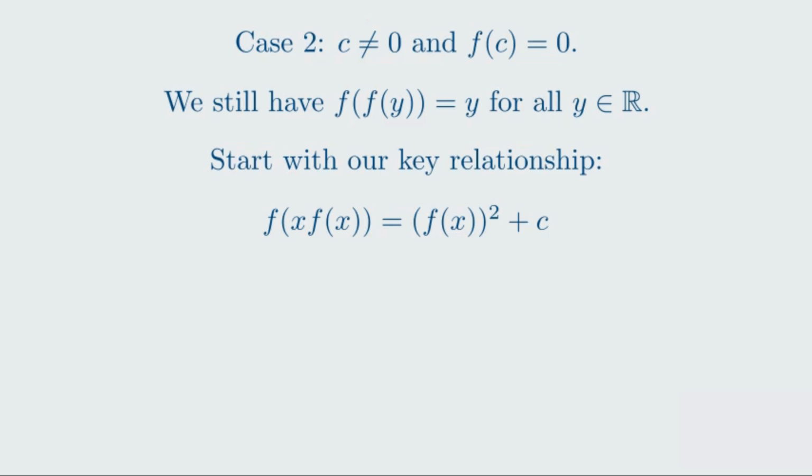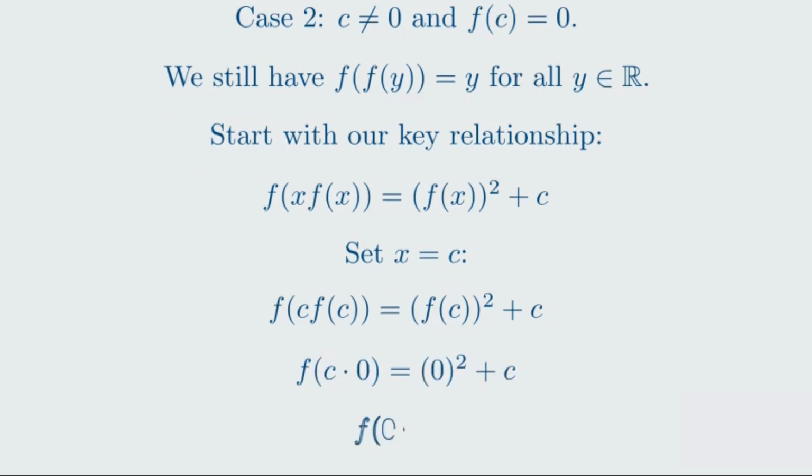Now, let's consider the value of f of x for x equals c. We know that f of c is 0. Substituting x equals c into the equation gives us f of c times f of c equals f of c squared plus c. Now we use our condition for this case. f of c equals 0. Substituting 0 for f of c, the left side becomes f of 0, and the right side becomes 0 squared plus c. This simplifies to f of 0 equals c. This is a very important relationship. The root of the function is c, and the value of the function at 0 is also c.